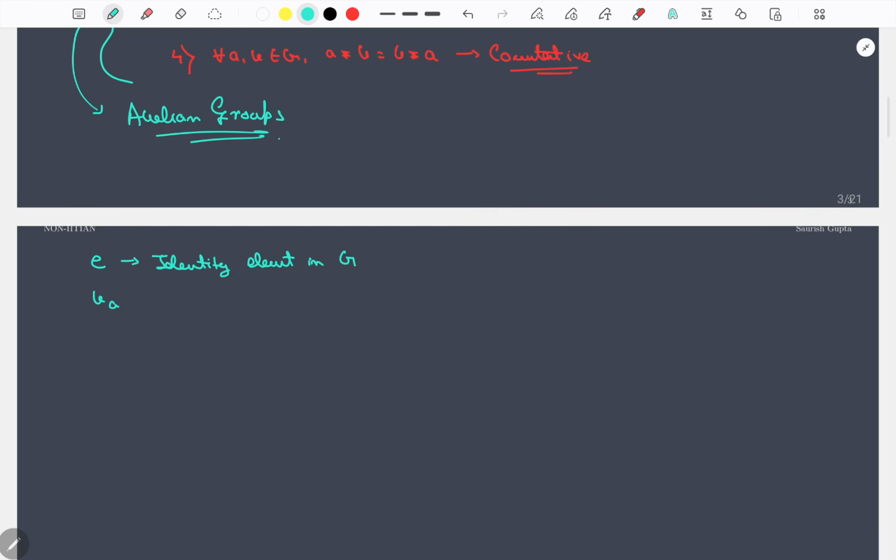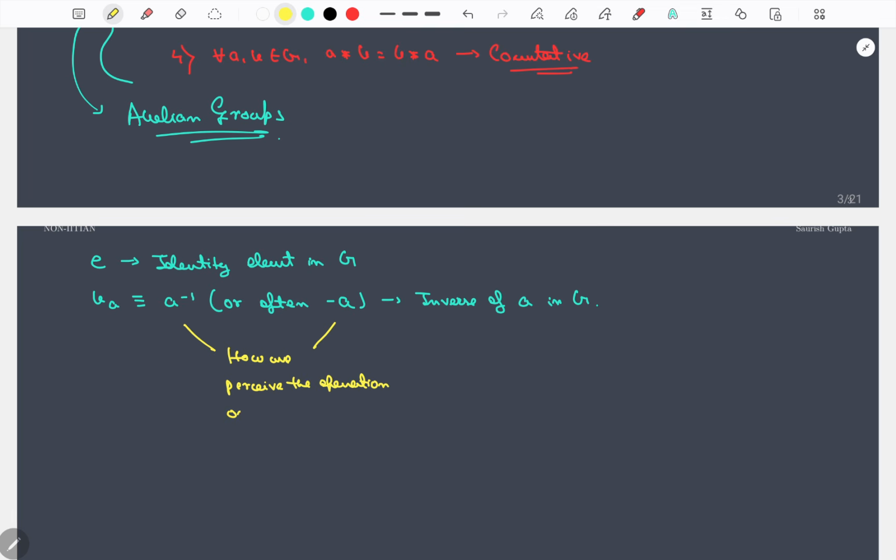And these elements are famously denoted as A inverse, or often, as we'll come to, minus A. This is called the inverse of A in G. Now these notations correspond to how we perceive the operation on G.